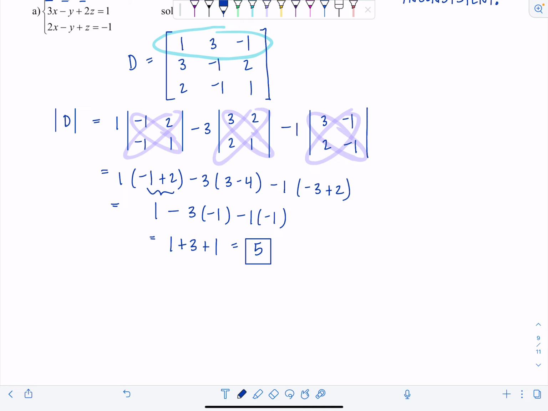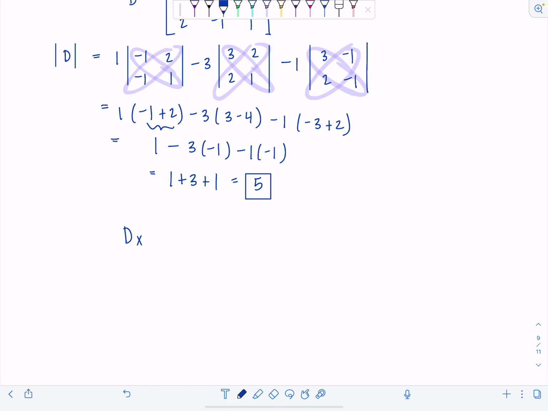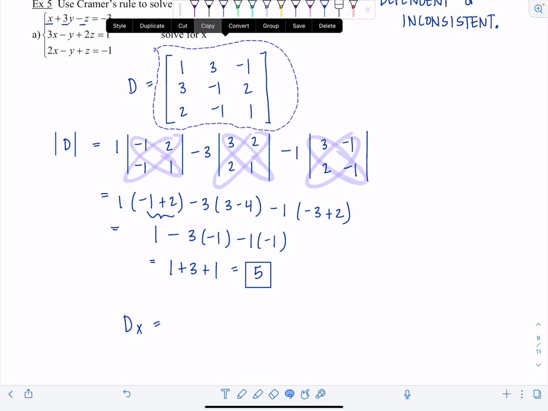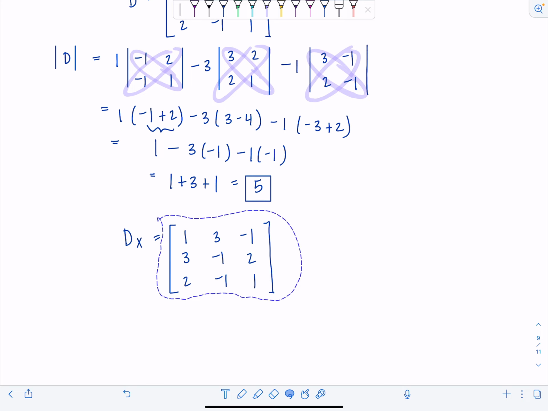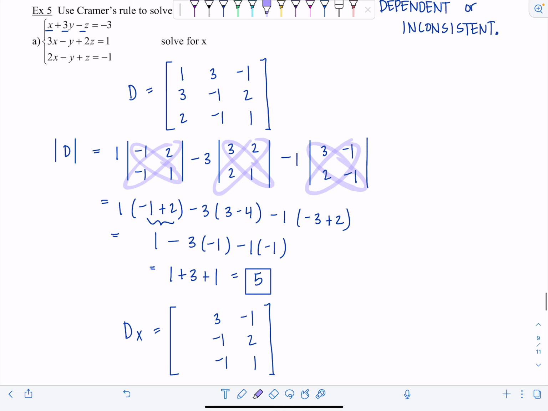Now that I have that, I can go ahead and try to solve for x. So first, I need to figure out what d sub x is. And d sub x comes from taking the matrix D, the coefficient matrix. So I'm just going to copy it below. Copy, paste. Fantastic. But since I'm solving for x, you delete the column of the coefficients of x, right? That's where all the x's were. And I'm going to replace it with what the constants are.